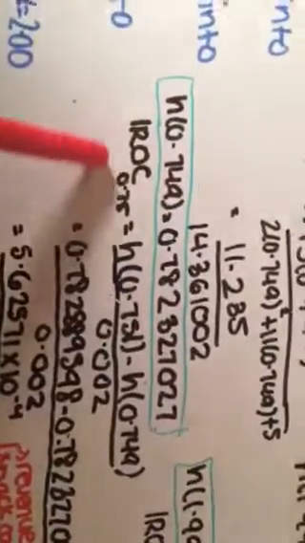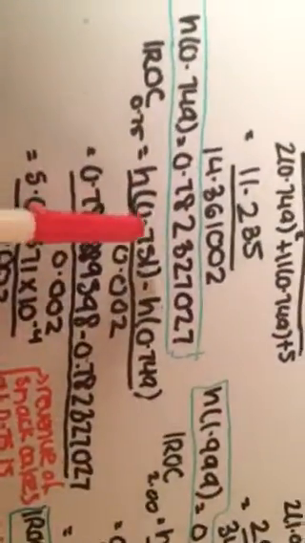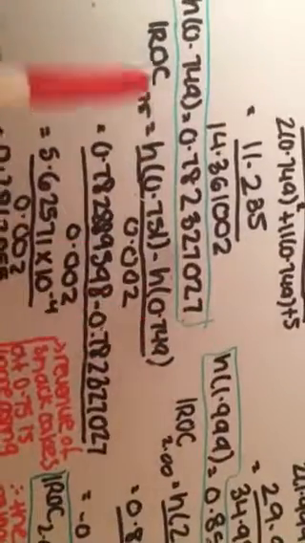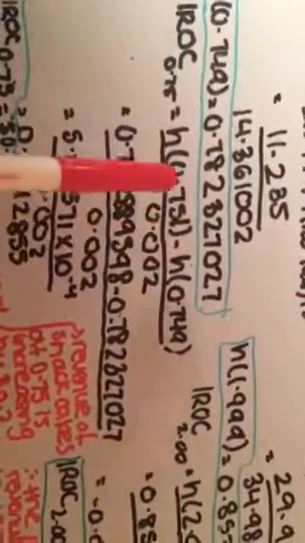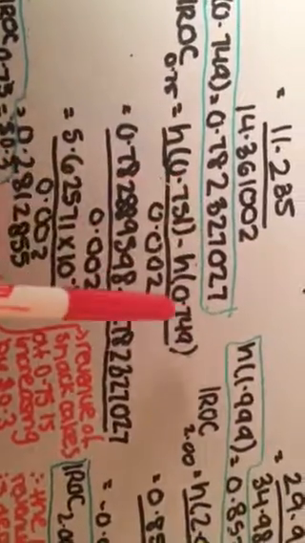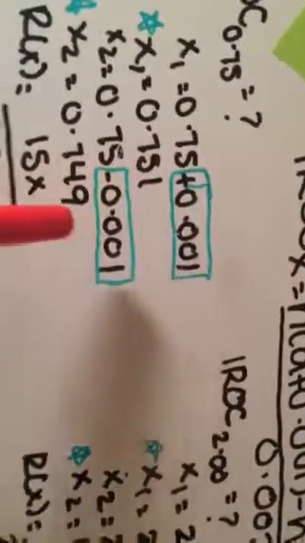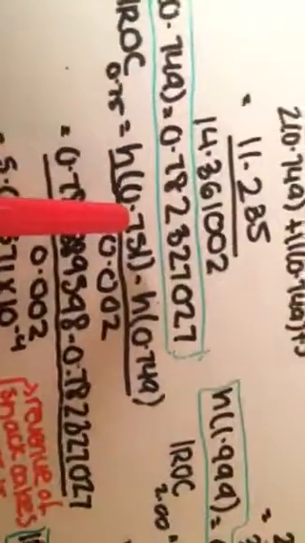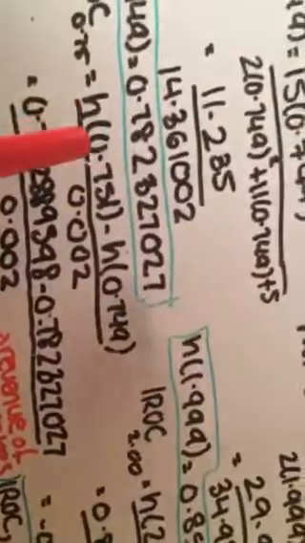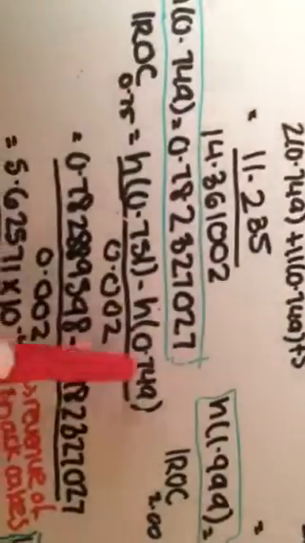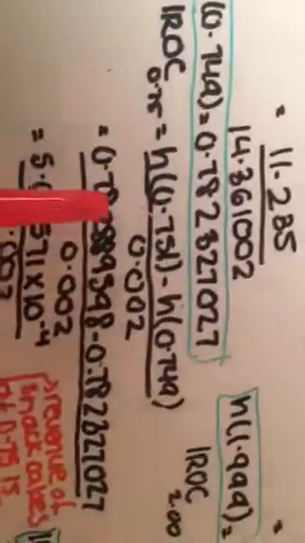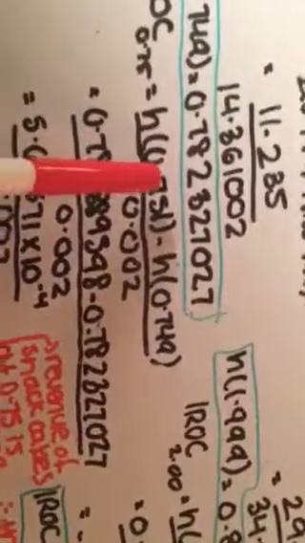So just take a quick look at that. Since we're solving for IROC of 0.75, we're going to take h of 0.751 minus h of 0.749 and put that all over 0.002. We got 0.751 and 0.749 from our x1 and x2 values up here. So we're just going to substitute what we solved for 0.751, which is this nice long number here, and for 0.749, which is this nice long number here.